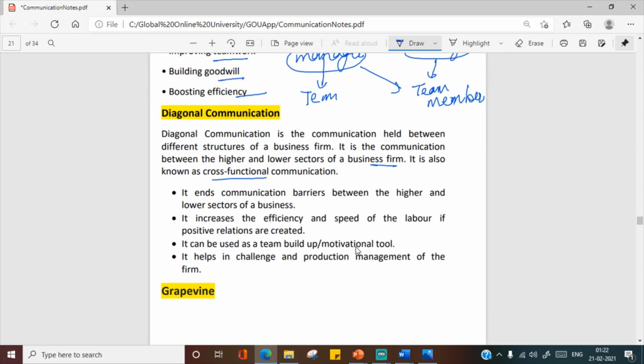This communication is very helpful because it breaks the barrier of being superior or junior. Both can interact, and this helps to end the communication barrier between higher and lower sectors of business, improves efficiency, and helps in team building.